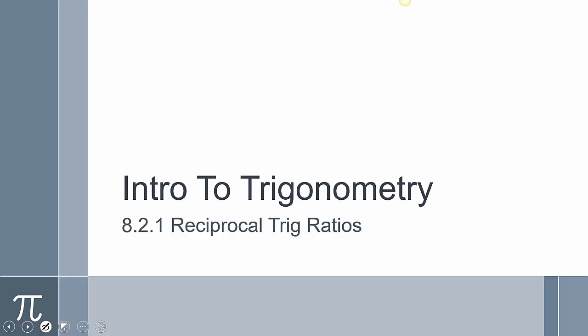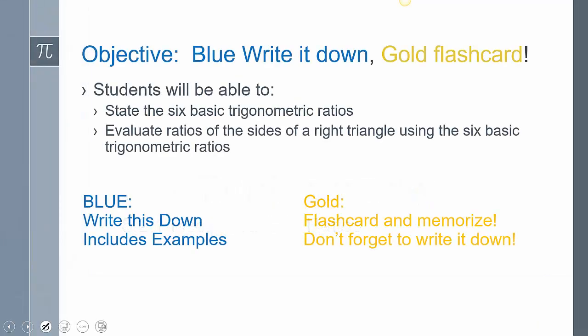This is section 821. We're going to take a look at reciprocal trig ratios. So by the end of this lesson, we're going to be able to state all 6 trigonometric ratios and evaluate ratios of the sides of a right triangle using those 6 basic trig ratios.